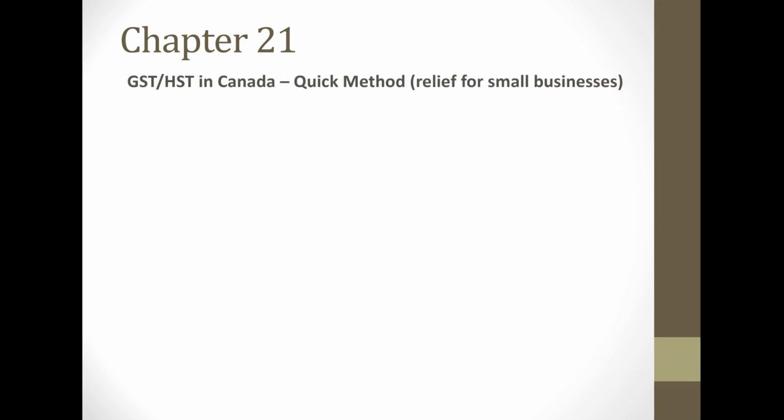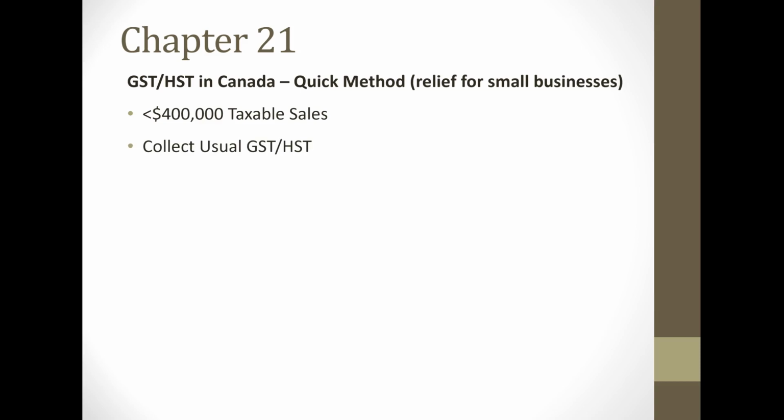Moving on to the next slide, let's talk about some relief for small businesses. As a small business, it's a lot of bookkeeping to keep track of all the input tax credits, so there's a quick method that's available. Now, this quick method is only available if the business has less than $400,000 of taxable sales.